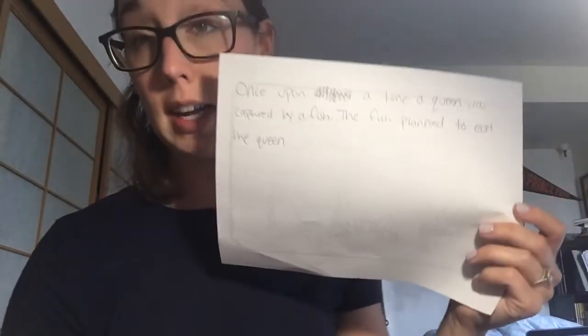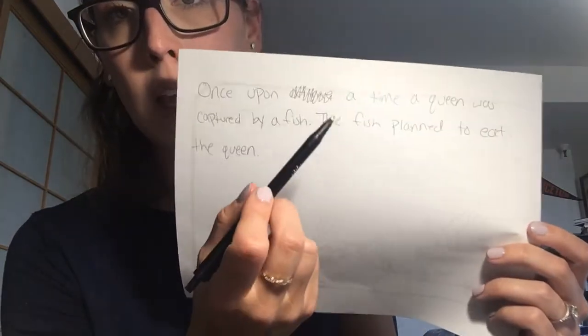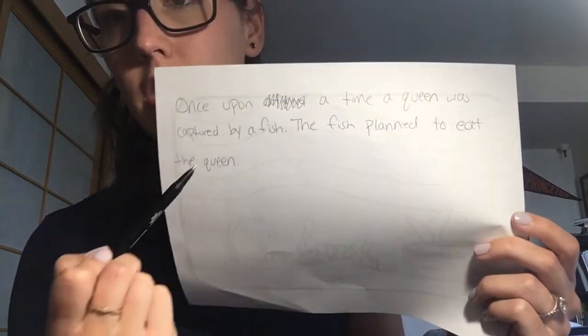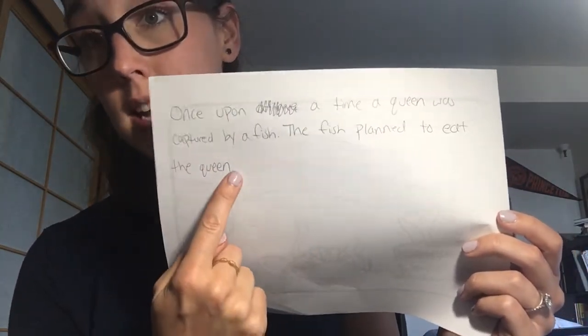The fish planned to eat the queen. That's my second sentence. So I'm already giving you a problem, because we know lots of stories have problems and solutions. The fish planned to eat the queen. Finger spaces, period, capital. Remember way back when we did our pond story? You had to come up with a problem for your pond animal and then a solution for that pond animal. Add that in your story.